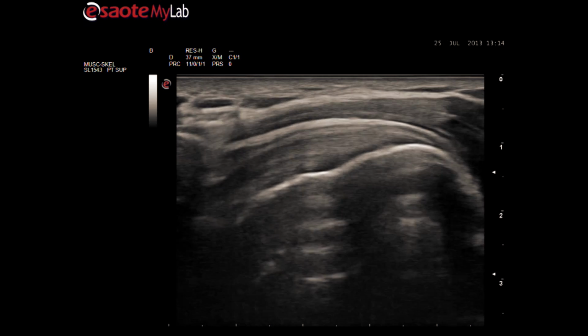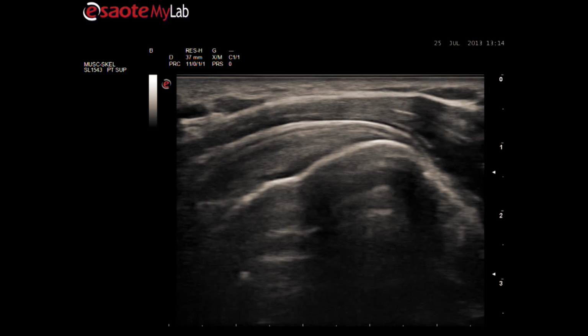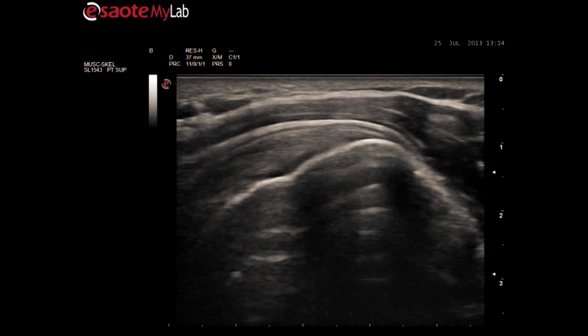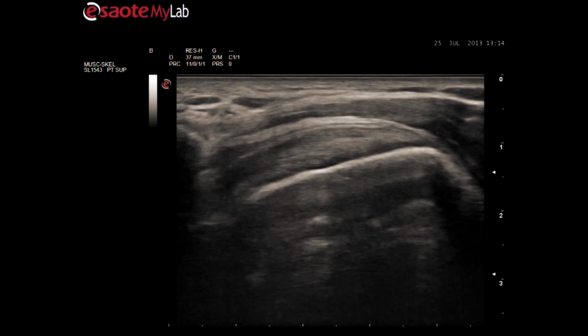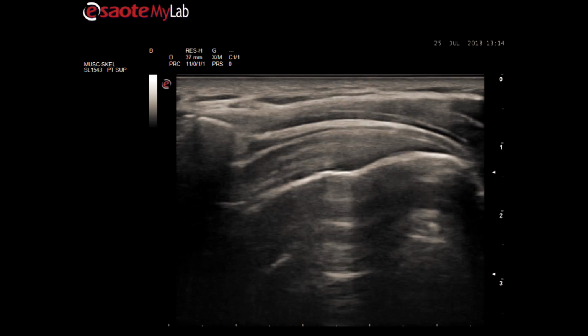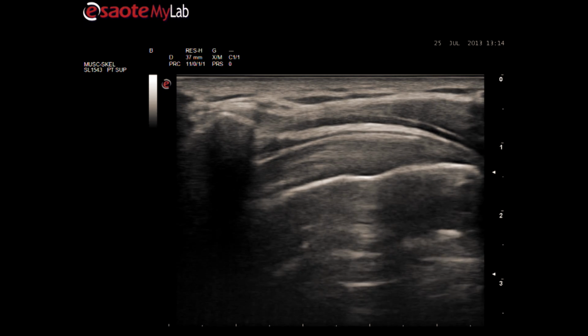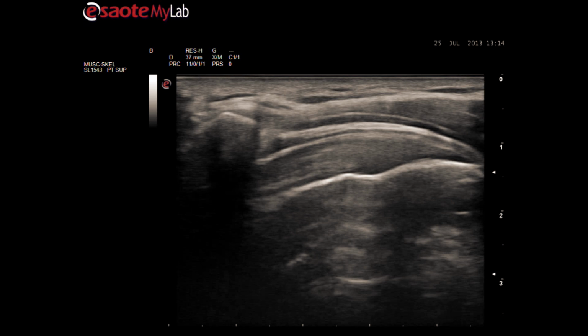If we follow the supraspinatus to the other side, we can see it disappearing underneath the acromion. The subacromial space can't be assessed as ultrasound can't pierce through bone. Follow the dark shadow up and you'll find the top of the acromion as a wide curved line.